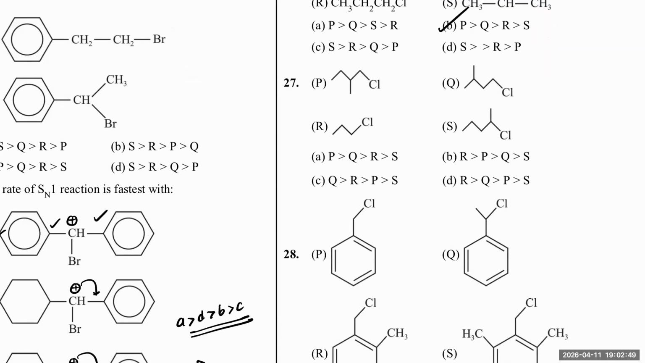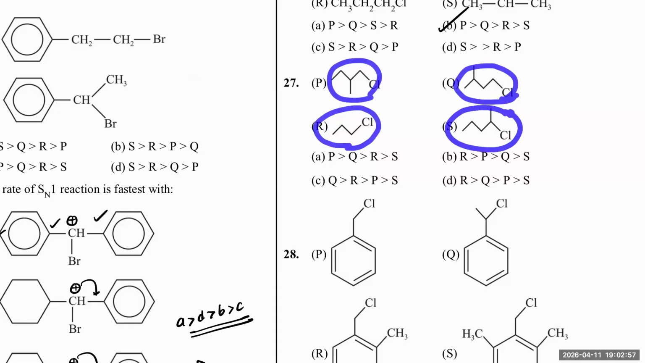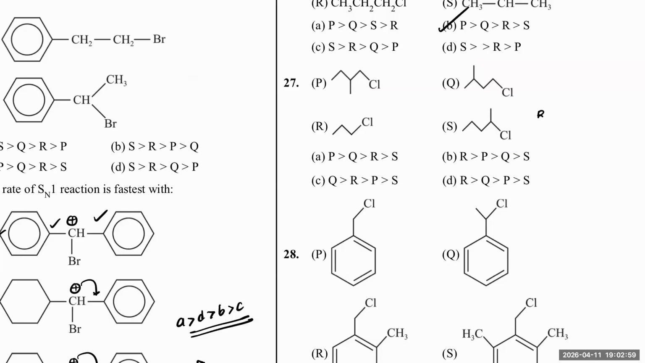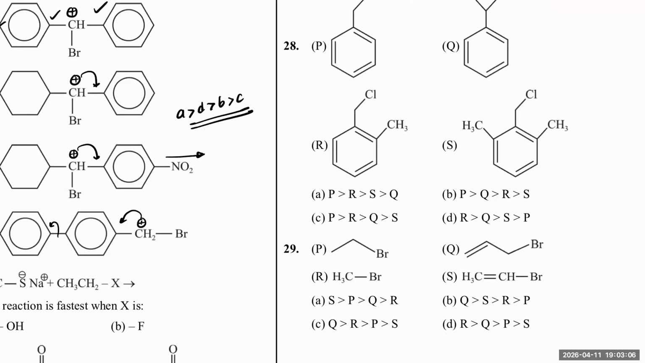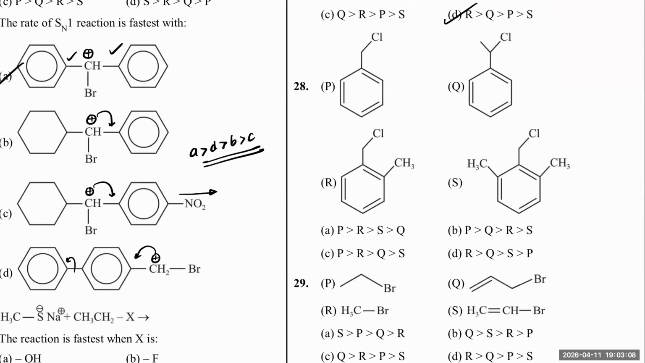Next one, the least crowding is R. Thereafter, the next least crowding is Q, then P, then S. So what should be the case here? R, Q, P, S. Okay. Next, 28th one. You can see this one has the least crowding. Then the next least crowding is here. After that, the next least crowding is here. And the most crowding is here.